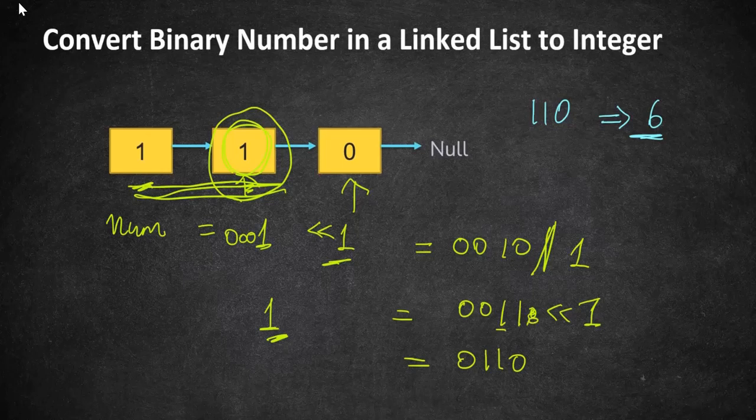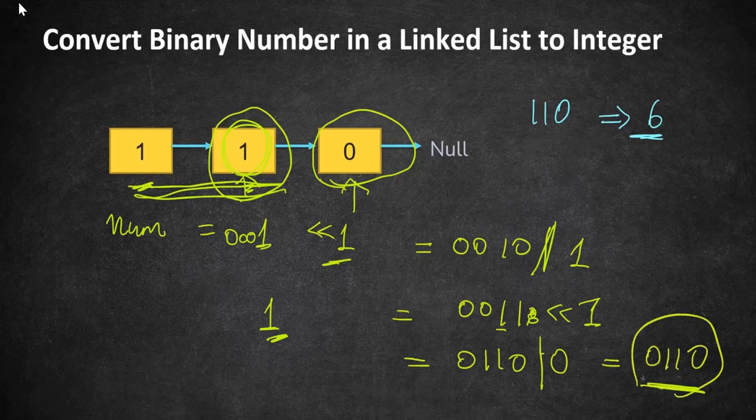So after this, we are going to add the number in the current head. So the number is 0. After doing an OR operation with 0, the number remains the same, 0110. So finally, we have constructed our number from the linked list, that is 110. Converting this to integer will actually give you 6.